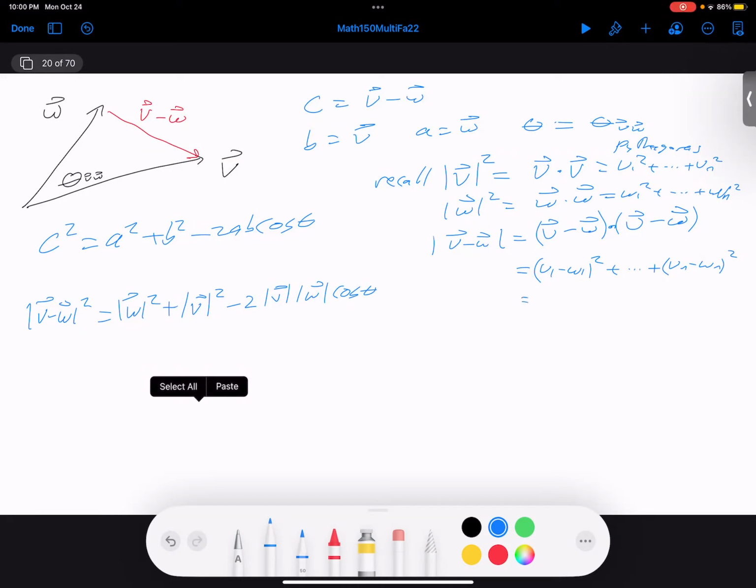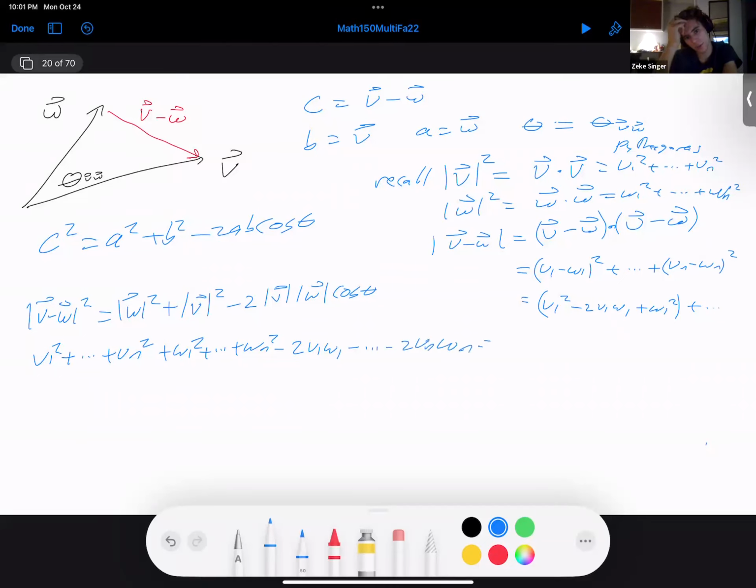If I expand this out, it's v1 squared minus 2 v1 w1 plus w1 squared, right? So when I put this in and add all this stuff, I'll get v1 squared plus dot dot dot plus vn squared, plus w1 squared plus dot dot dot plus wn squared, minus 2 v1 w1 minus dot dot dot minus 2 vn wn. And you're going to see that the squares cancel with the squares. Don't you love random stuff? I really do.